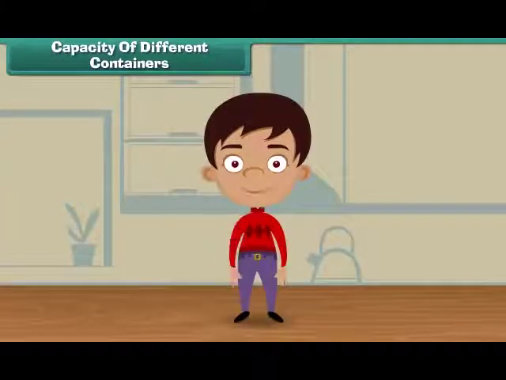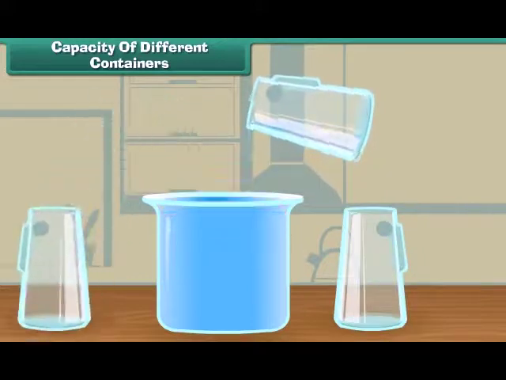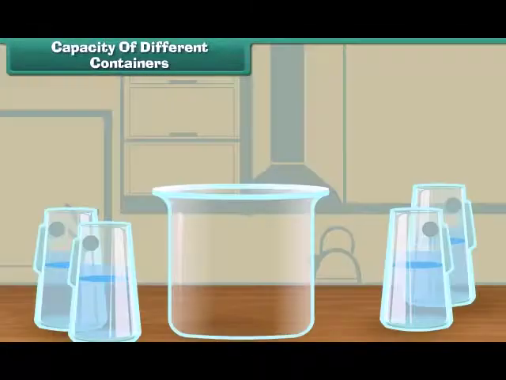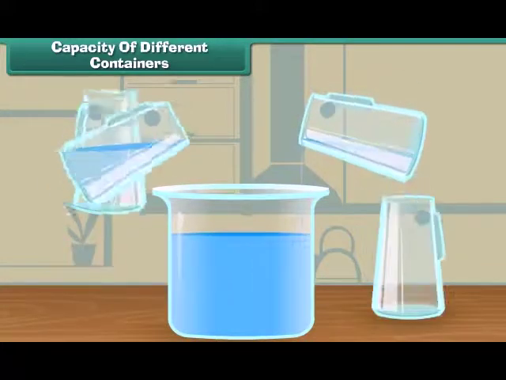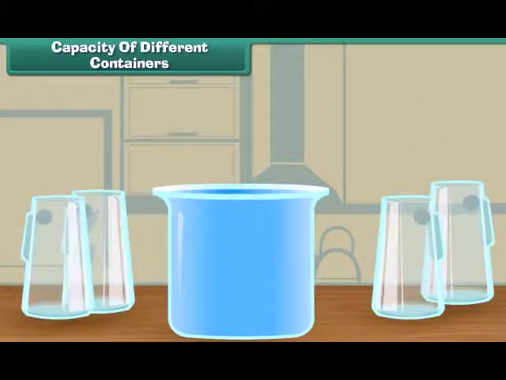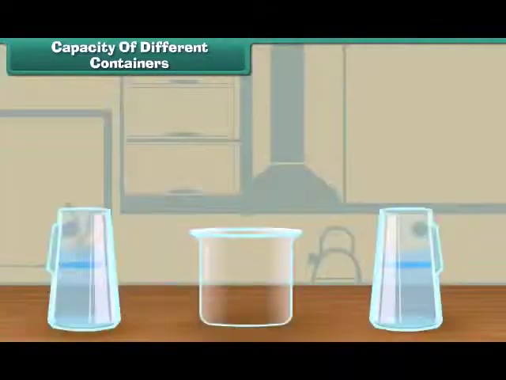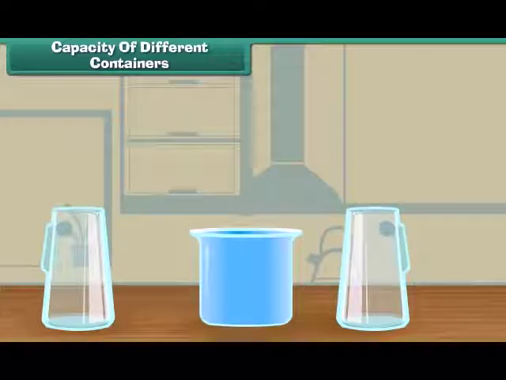Let us do another activity. We have three different vessels and a jug. We will fill water from the jug in these three vessels. Let us start with the first vessel. 1, 2, and 3. Here we see that three jugs of water fill the first vessel. Now let us fill the second vessel. 1, 2, 3, and 4. Look, the bucket is full. Here four jugs of water fill this bucket. Now let us fill the third vessel, 1 and 2. Two jugs of water fill the third vessel.